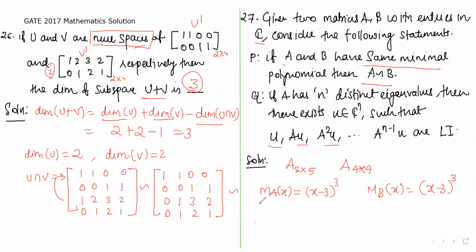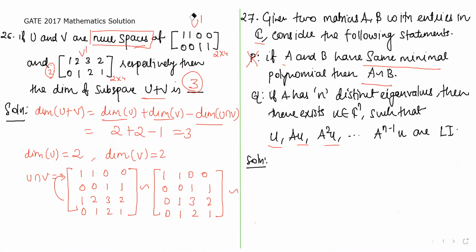So if you notice, minimal polynomial of these two matrices are same, but I did not write here B. This is B. So minimal polynomial of these two matrices are same. Okay, but these two matrices are not similar because one is of dimension 5 and second one is of 4. Okay, so this statement is false. P is not true. For Q, it is clear from the definition that you have studied in your bachelor's.